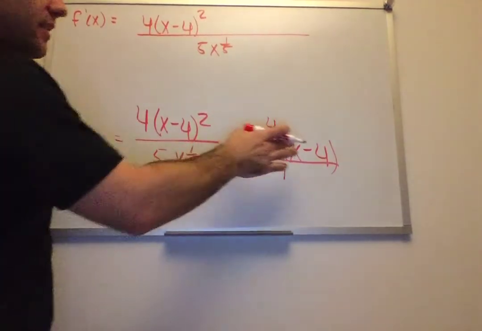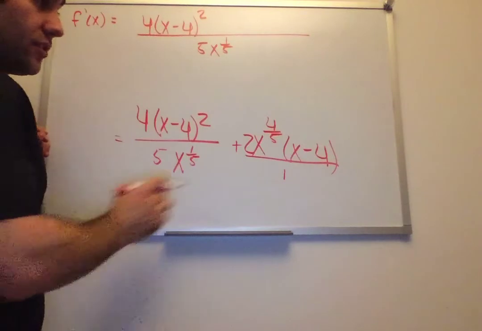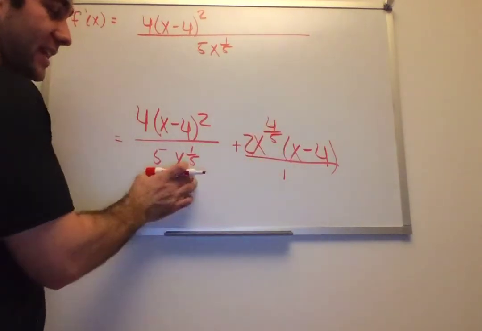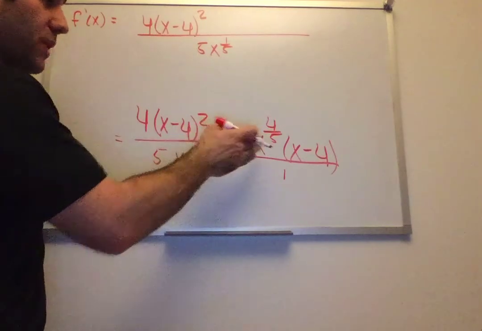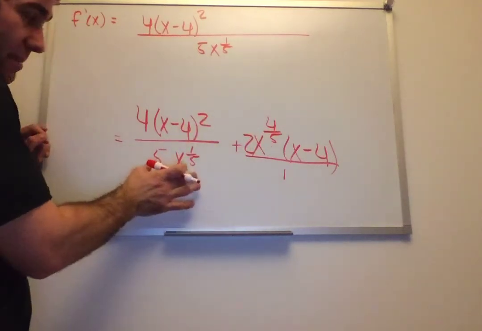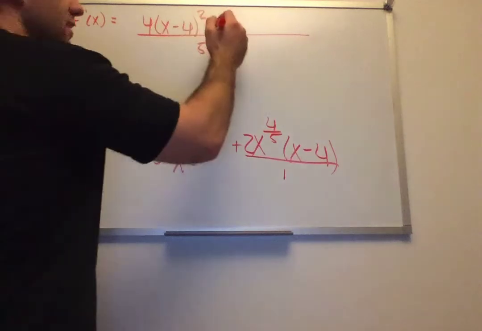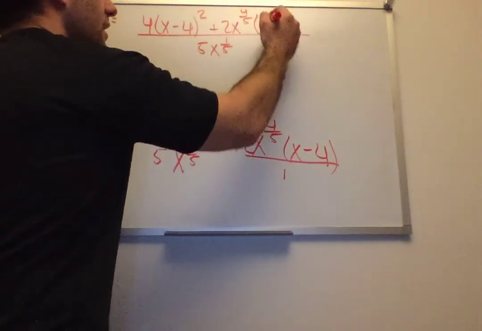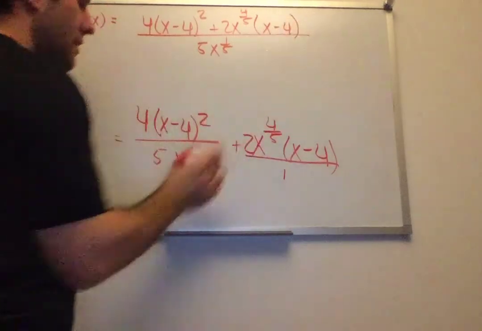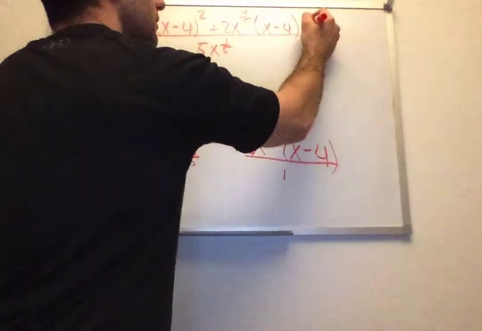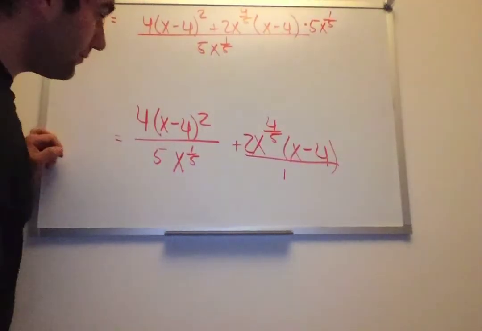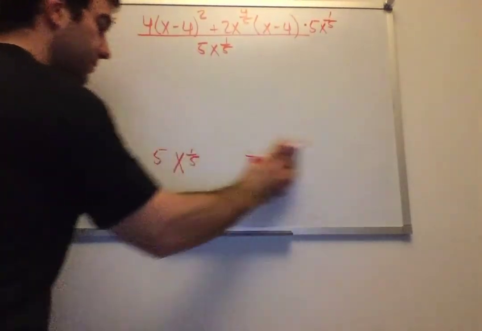However, this numerator, or this fraction over here, does not have any of the least common denominator, so I'm going to multiply it by the pieces it doesn't have. So I'm going to multiply it by this piece right here. So I still got plus 2x to the 4/5 times (x minus 4), but now I'm going to multiply by this, 5x to the 1/5 power. So I'm going to get rid of this.